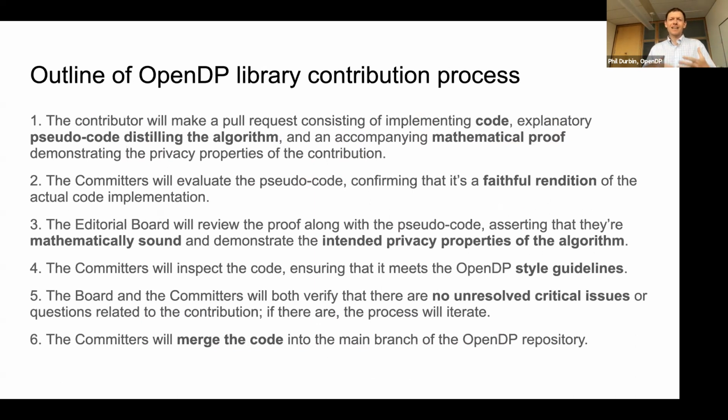So we've outlined a contribution process. It's still being thought about, still being kicked around, but I'm going to try to go through this somewhat quickly. The idea is that the contributor is going to make a pull request. There are going to be three things in there: code, pseudocode, and a proof. Okay. And now what happens to all that stuff?